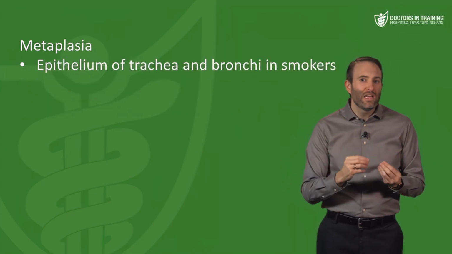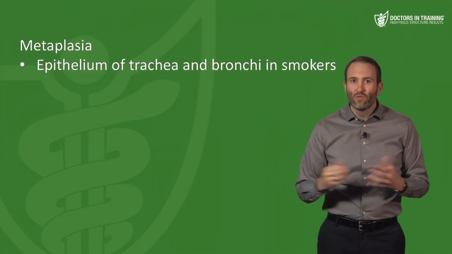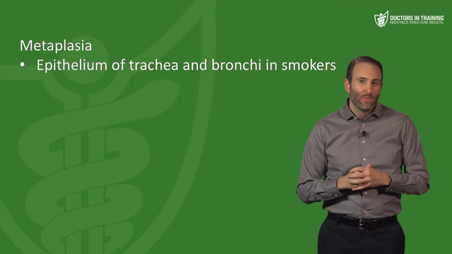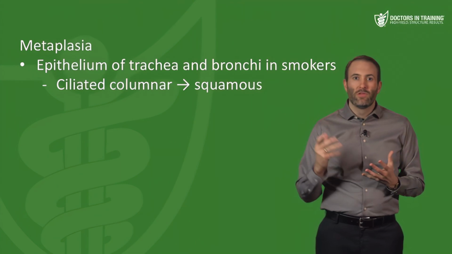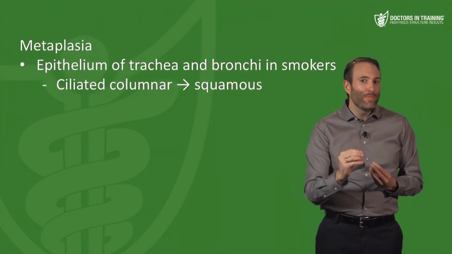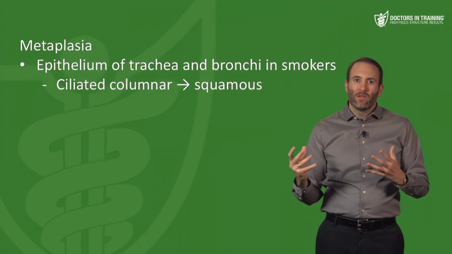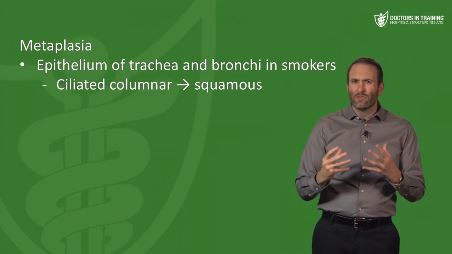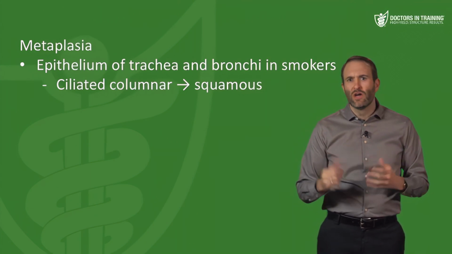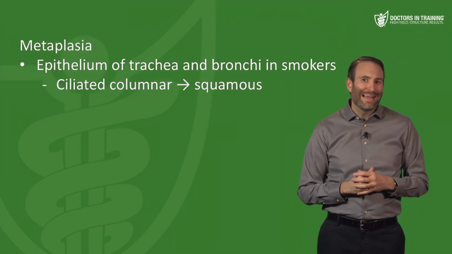For instance, the trachea and the bronchi are normally covered with ciliated columnar cells. But in smokers, that normal columnar epithelium is replaced with squamous epithelium, because the squamous epithelium is tougher, better able to handle the exposure to smoke and to toxins. But there are potential downsides to this.